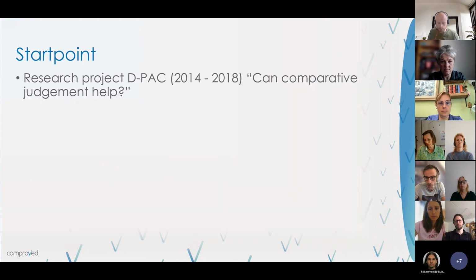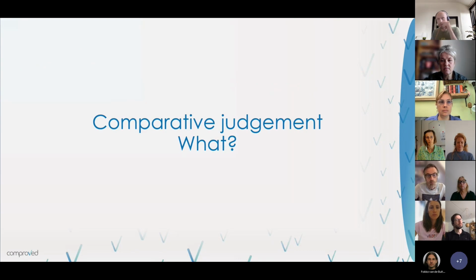All those findings were the starting point of our research project, DPAC, and we just thought, okay, can there maybe be a solution? There were some indications that comparative judgment could help, so we looked into comparative judgment for 5 years with 4 PhDs and so on, to see if this will help us to get more reliable and more valid judgments. So what is comparative judgment?